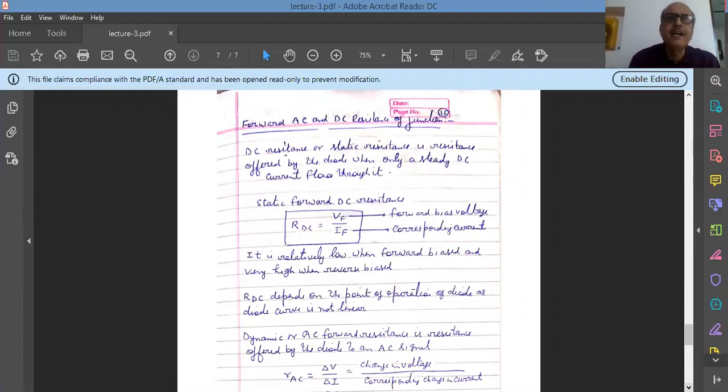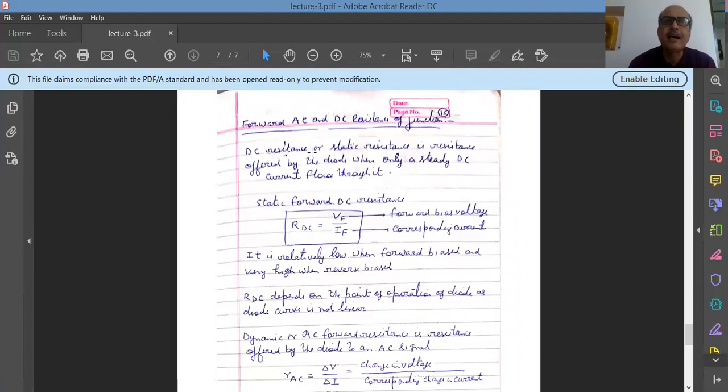The other is now forward AC and DC resistance of a junction. You all know that if we want to define the resistance, we make use of Ohm's law, V is equal to IR. Then you must also have read about ohmic and unohmic circuits. Ohmic circuits are the ones which basically follow Ohm's law. Diode is not an ohmic device, it's an unohmic device, because if you plot a graph between the voltage and the current of a diode, you have seen that it's not a straight line.